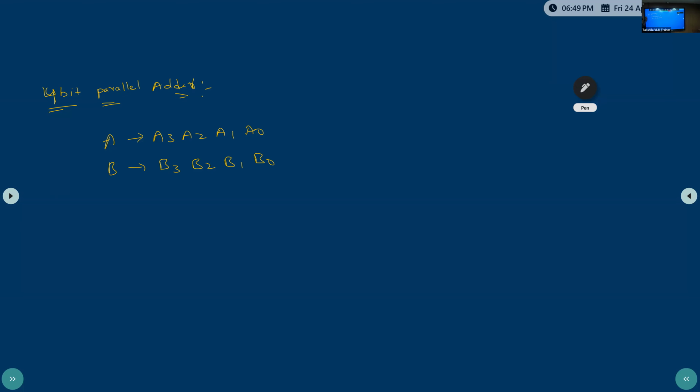So now, for a 4-bit parallel adder, how many full adders are required? 4 full adders are required.